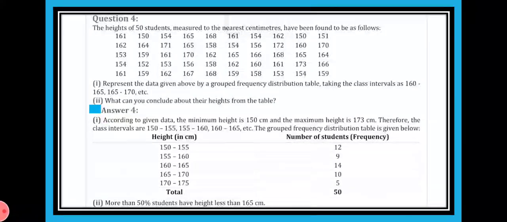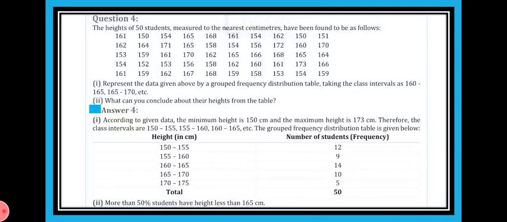Now the frequency for the first class interval, that is 150 to 155, is 12, meaning 12 students have a height in this class. Then 155 to 160, the frequency is 9. 160 to 165, frequency is 14. 165 to 170, frequency is 10. And 170 to 175, frequency is 5. And in the last row, the total, we check and we can see that the total 50 is coming.